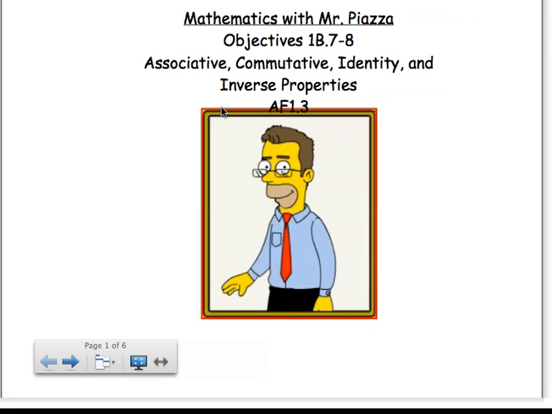Hey there, Kipsters. We are looking at objectives 1B.7 through 8. That is the associative, the commutative, the identity, and the inverse properties.